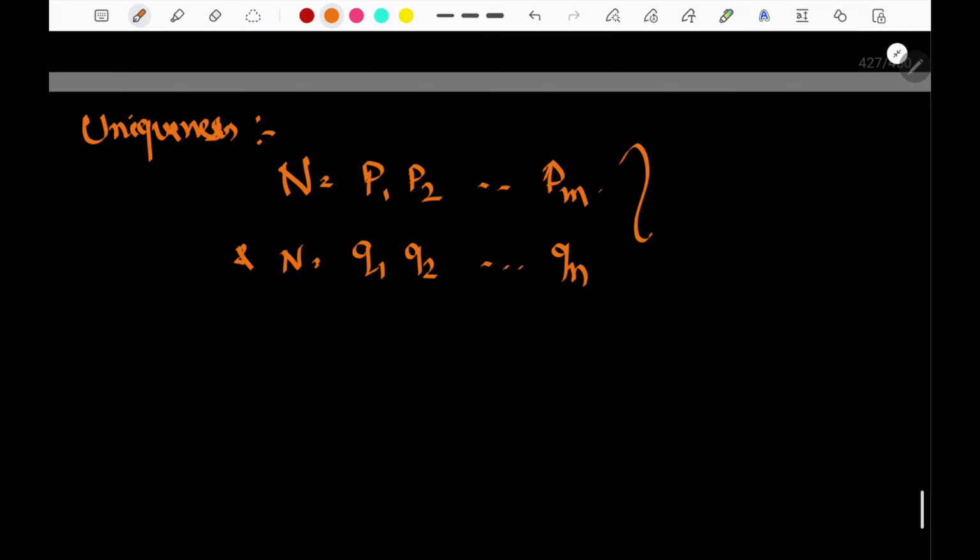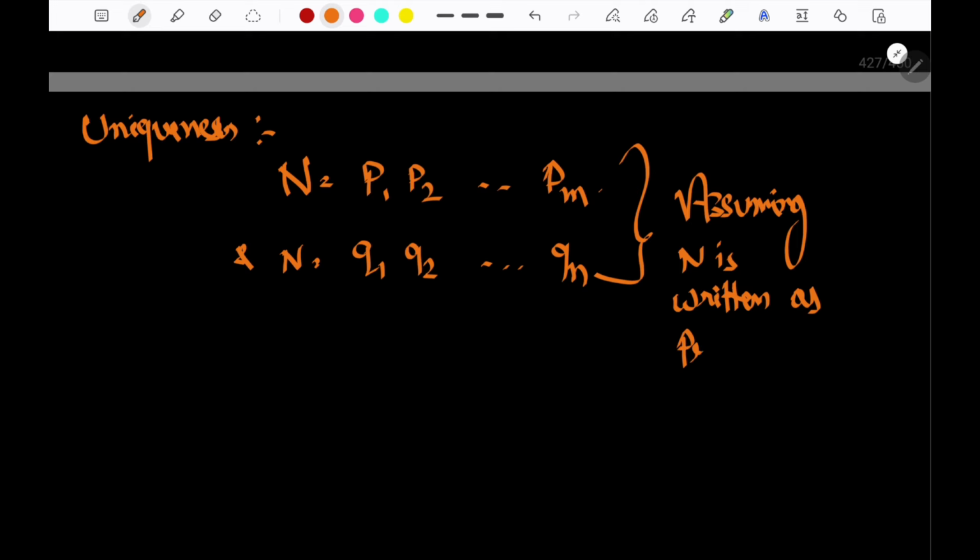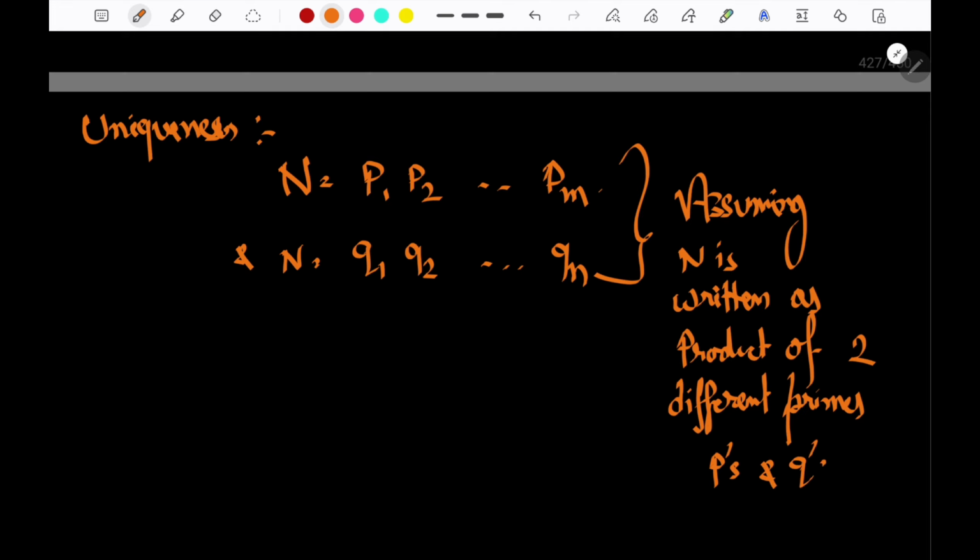So n is written as a product of two different sets of primes, that is p's and q's. Different sets of primes have been made for p and q. Check.